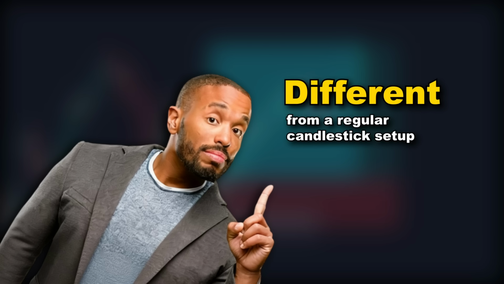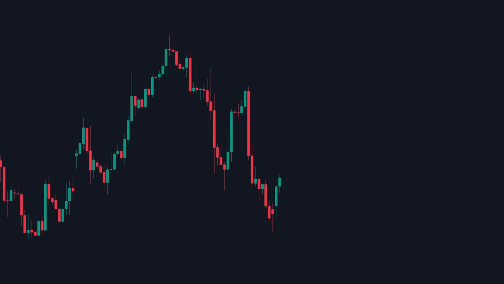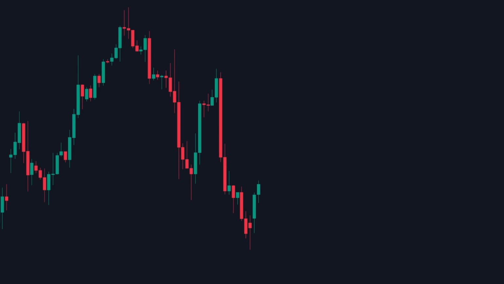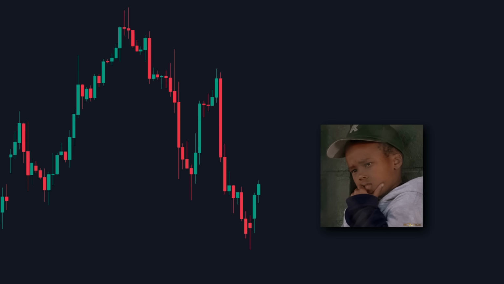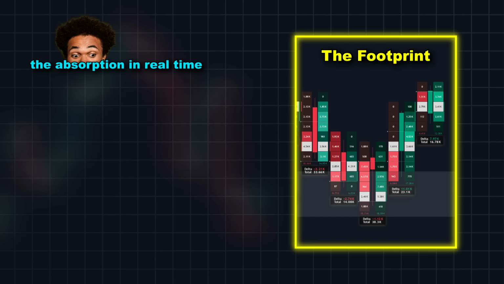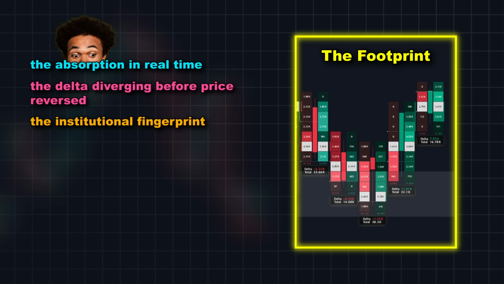Now here's what makes this different from a regular candlestick setup. On a normal chart, this entire sequence looked like a messy pullback into support. Maybe you would have entered, maybe not. You would have been guessing. With the footprint, you saw the absorption in real time. You saw the delta diverging before price reversed. You saw the institutional fingerprint, stacked imbalances at the exact low before the move started.